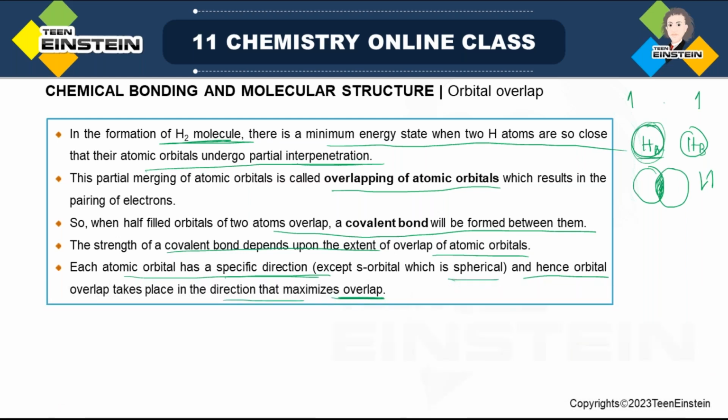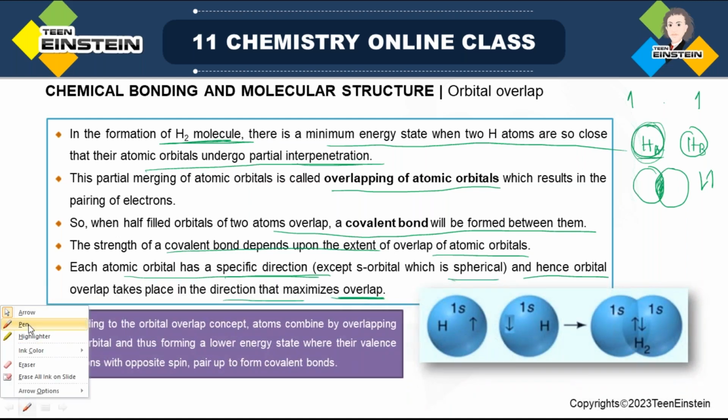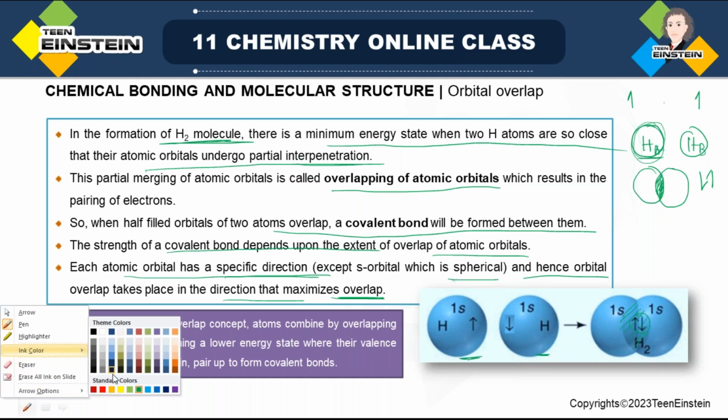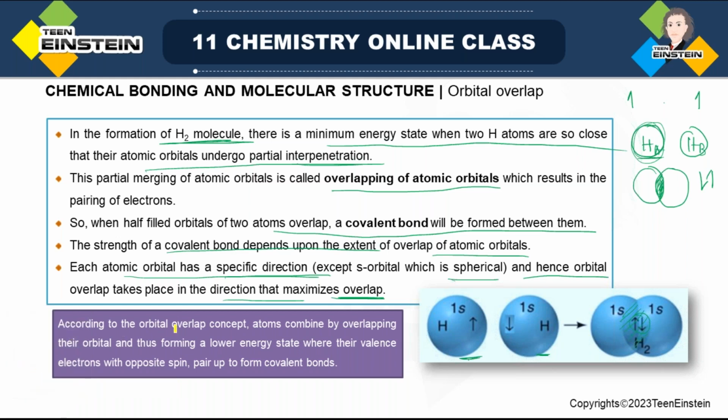So here, these two hydrogen atoms, this is A, this is B, and this is the overlapping zone, and these two electrons are in opposite directions. So according to the orbital overlap concept, atoms combine by overlapping their orbitals and thus forming a lower energy state where their valence electrons with opposite spin pair up, and ultimately there is formation of a covalent bond. So in this case, we are getting a covalent bond between two hydrogen atoms.